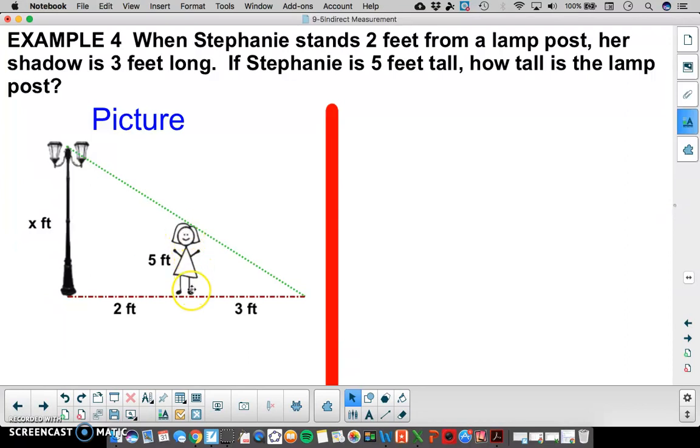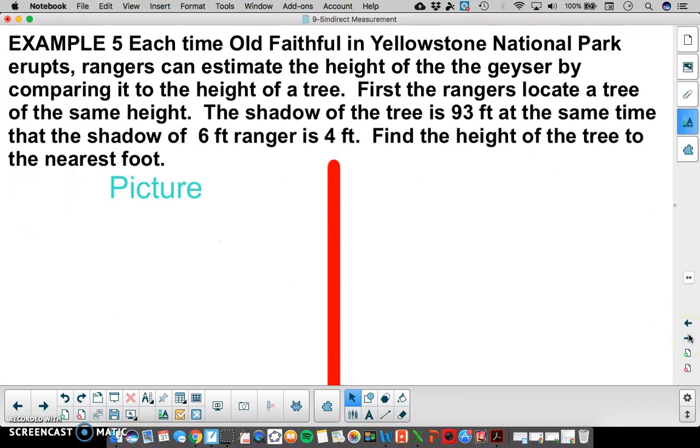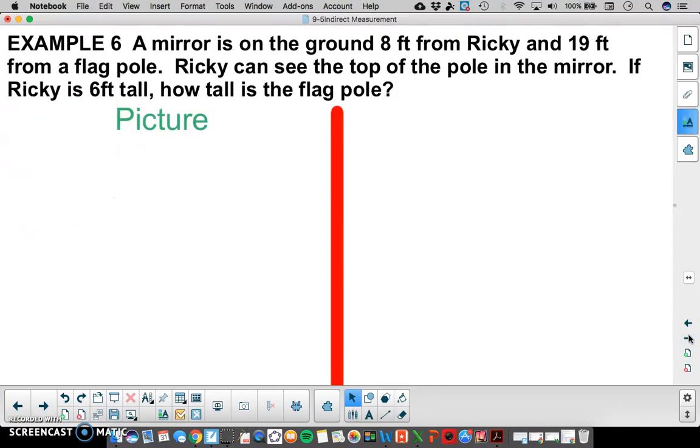We know Stephanie is 5 feet tall. She's standing 2 feet away from the lamppost, and we know her shadow is 3 feet long. I want you guys to set up the proportion for this and solve for how tall the lamppost is. I want you to draw the picture and solve the proportion for example 5 and example 6.